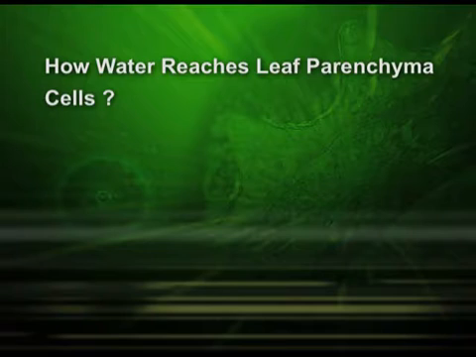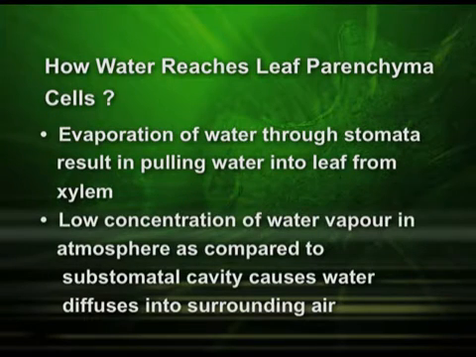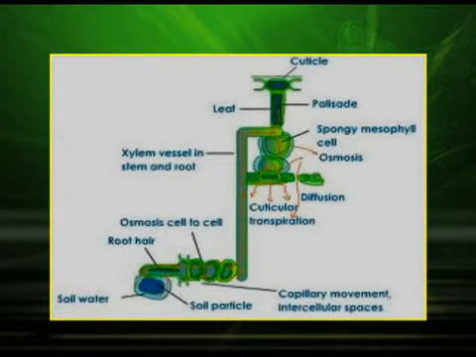Now, a very important question might bother you: how does water reach the leaf parenchyma cells? So, it is through the evaporation of water through stomata, which results in pulling water into the leaf from xylem. Second, the low concentration of water vapor in the atmosphere as compared to the substomatal cavity causes water to diffuse into the surrounding air. The following diagram very well explains how the water reaches the parenchyma cells.